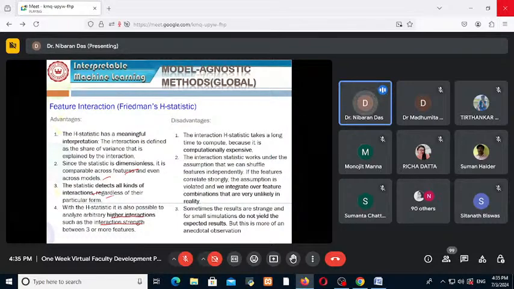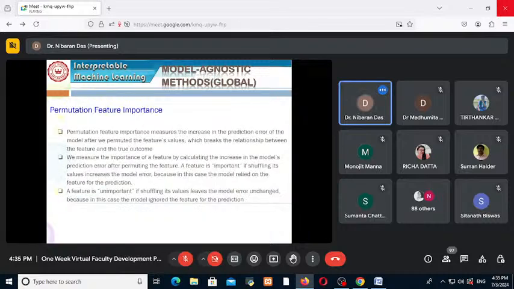Now, the disadvantage: the interaction statistic takes a long time to compute because it is computationally expensive. It works under the assumption that we could sample features independently. If the features correlate strongly, the assumption is violated. We integrate over feature combinations that are very unlikely in reality. Sometimes results for a small simulation do not yield the expected result. This is very important; you need more analysis.